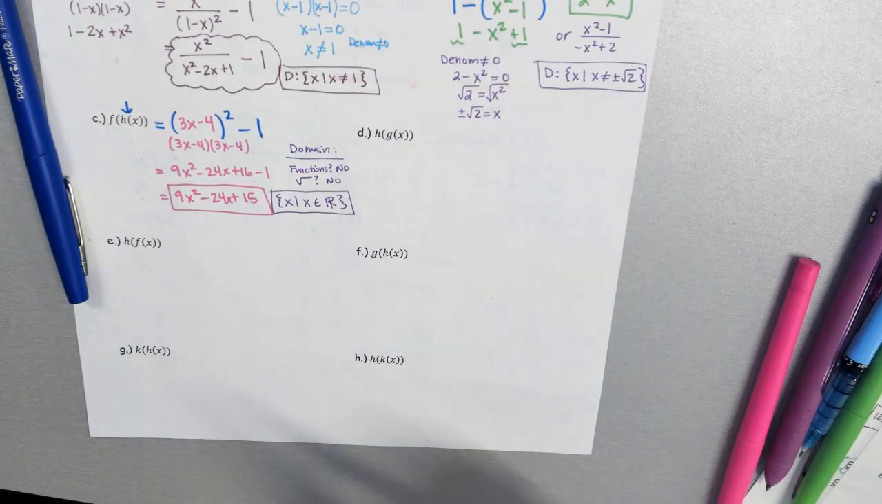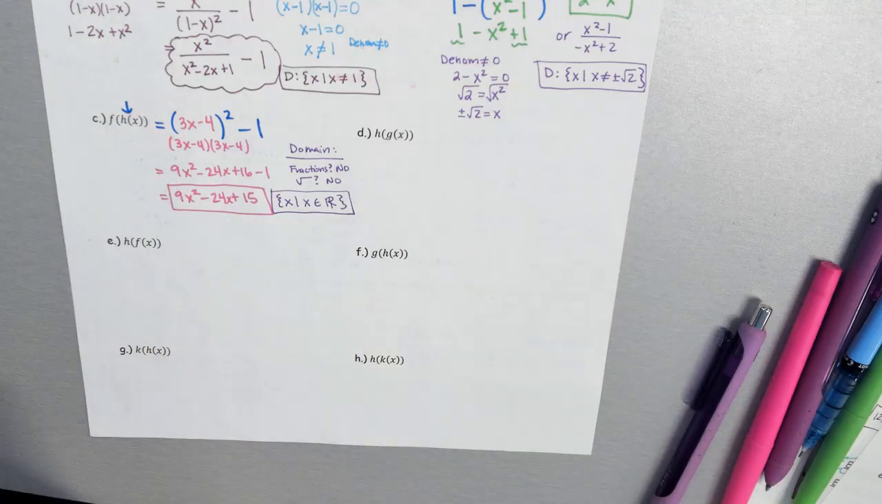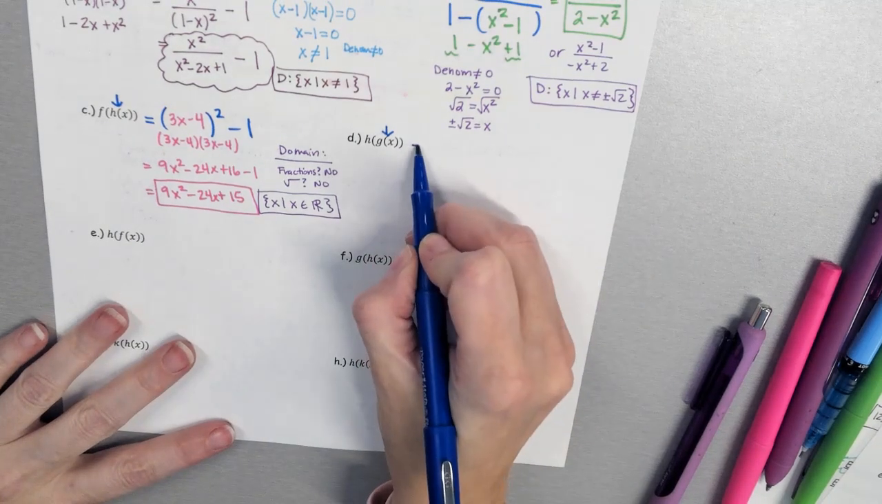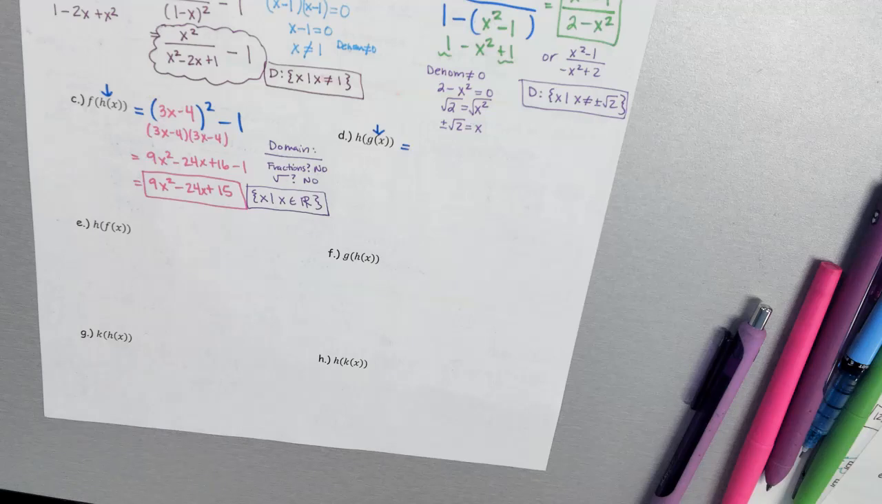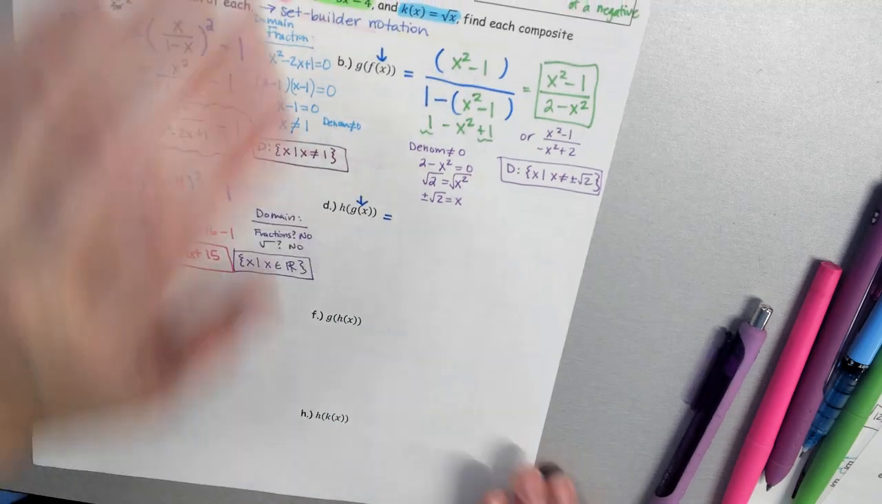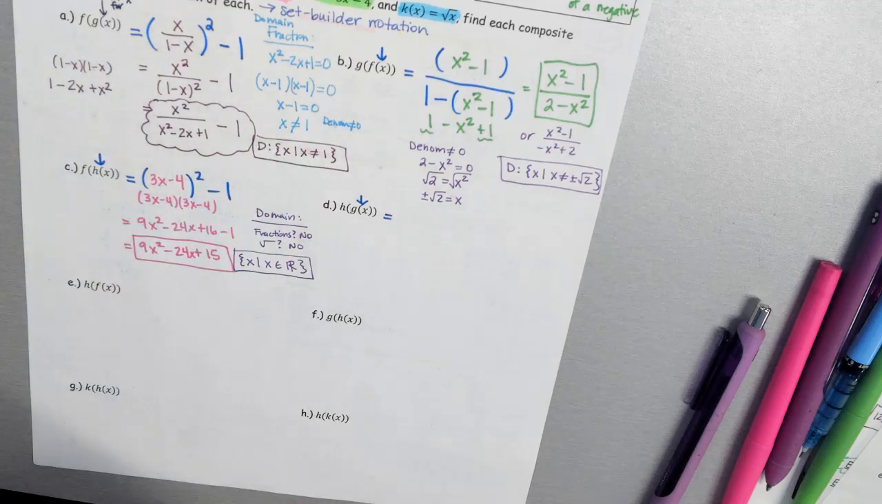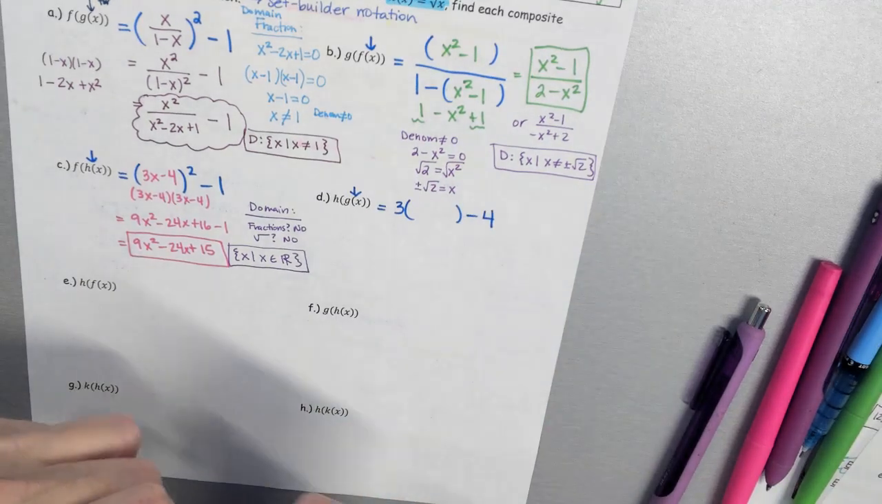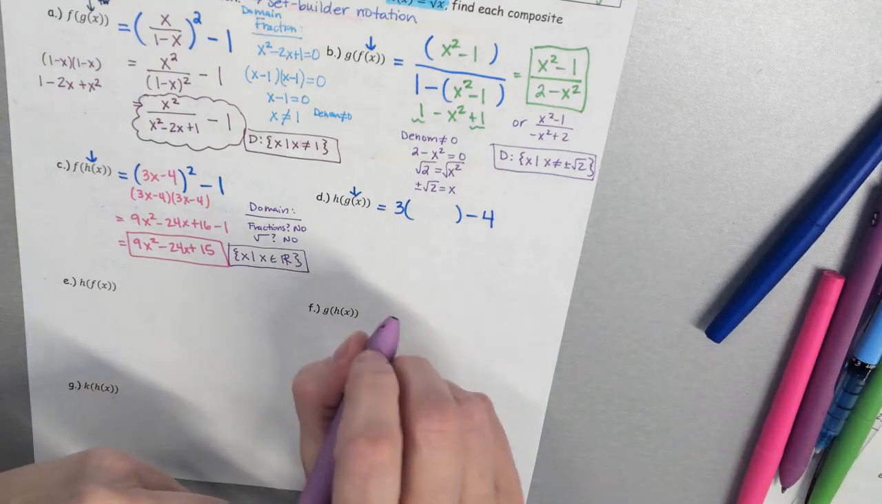Do you guys want to try to do the setup for D and then we'll simplify it together? Whatever you're plugging it into, that's like your shell, right? You are going to write it, except instead of x, you have your parentheses. So h of x is 3x minus 4, and then instead of x, you're plugging in your g of x.